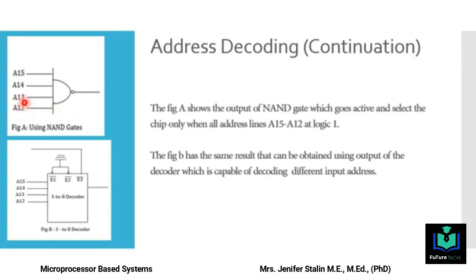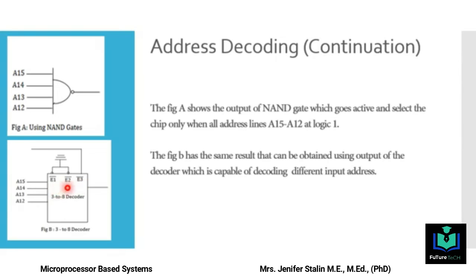So for that purpose, you are making all the gates to be logic 1. The next diagram shows the 3 to 8 decoder, which is capable of decoding different input address lines. Here the theory is quite different. What we are going to do is connect A12, A13 and A14 together, it may be with logic 1, and then A15 is always connected with E3.